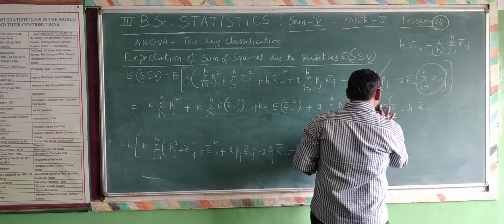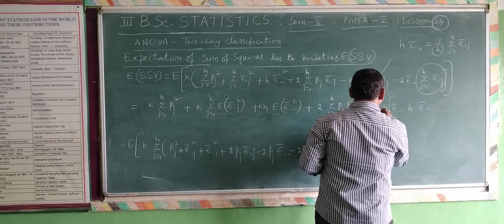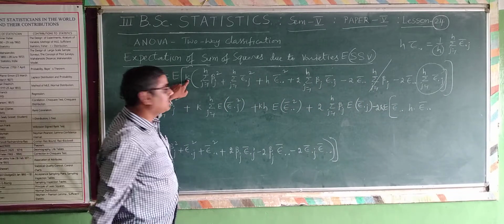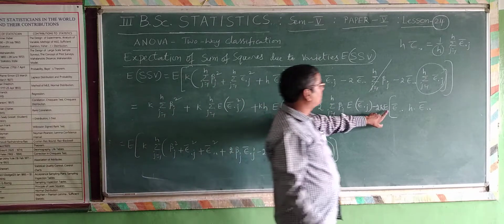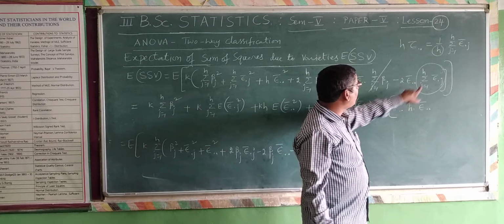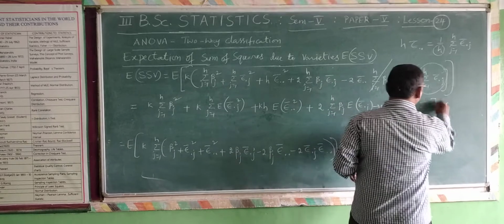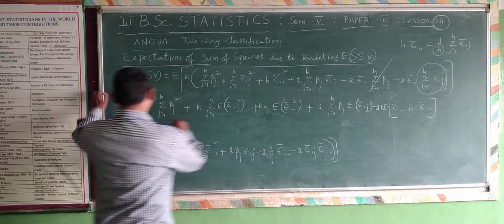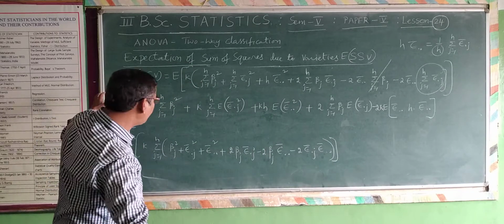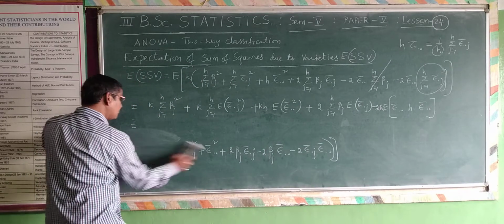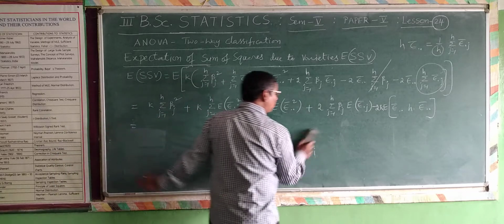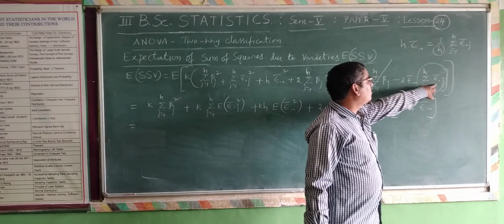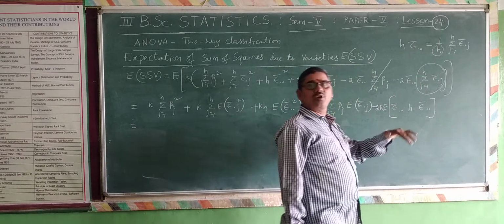I should also multiply with k as well. 2 into k, this is the k you have to multiply. 2 into k multiplied by expectation of epsilon bar dot dot into h into epsilon bar dot dot. This is the result we have, right? So still we have to do further. So you should be careful about that. Whenever you have the terms epsilon bar dot j and epsilon bar dot dot, you have to first do the summation of epsilon bar dot j, and then apply the expectations, right?